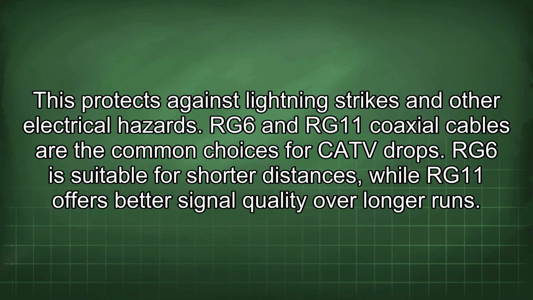This protects against lightning strikes and other electrical hazards. RG6 and RG11 coaxial cables are the common choices for CATV drops. RG6 is suitable for shorter distances, while RG11 offers better signal quality over longer runs.